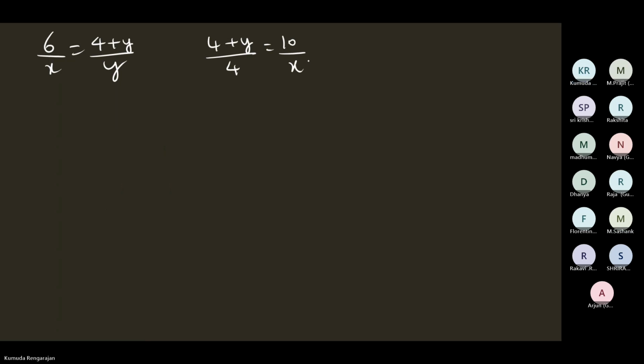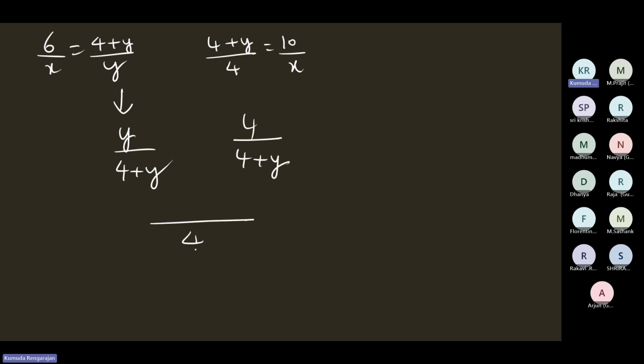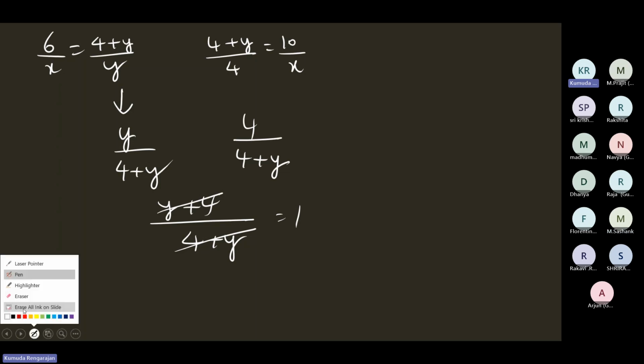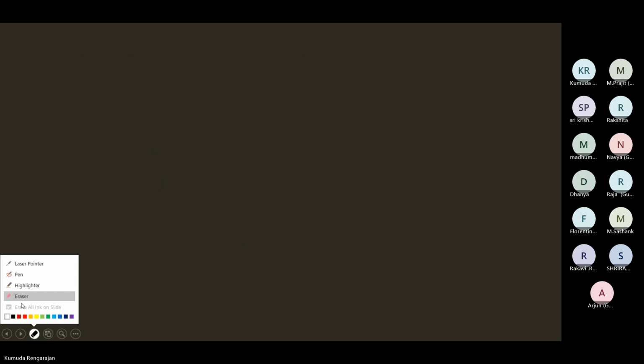All right. So what you should do here is write this one as y by 4 plus y and write this one as 4 by 4 plus y. Then the common denominator will be 4 plus y and in the numerator you will get y plus 4. So they get cancelled and you get 1 and you will get the result. Apply invertendo, meaning take reciprocals on both the sides.